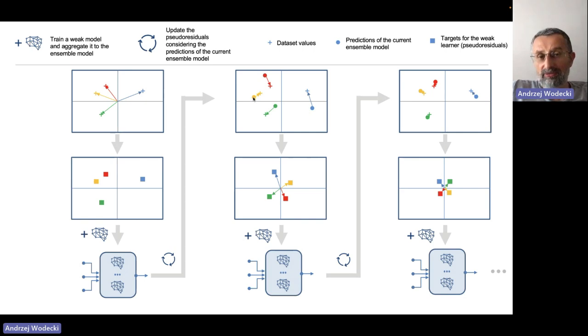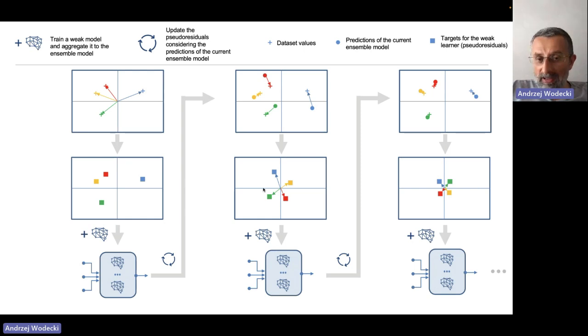This is the prediction for yellow. This is the prediction for red. This is the prediction for green. This is the prediction for blue. So what we are doing for the next model, we say to the next model, look, we want you to minimize, to train, to predict those differences. Look carefully at what's going on in this picture, because this is the set of goals for the second model in a row.